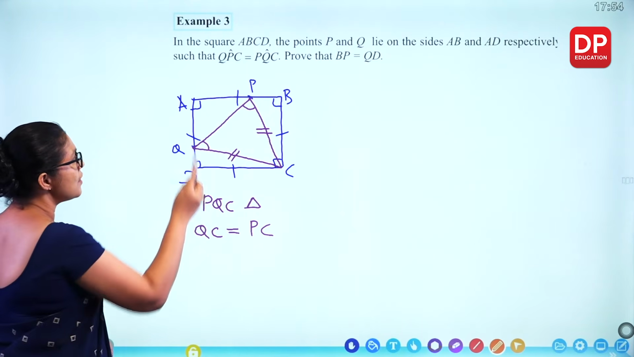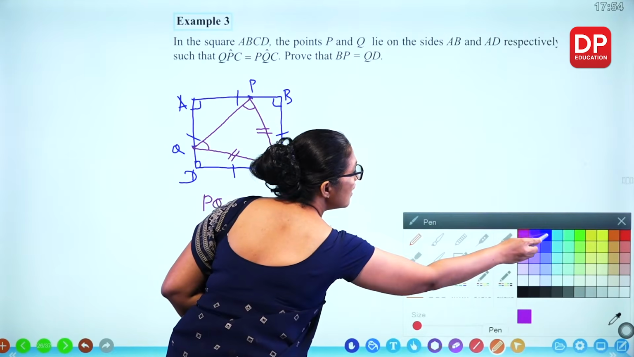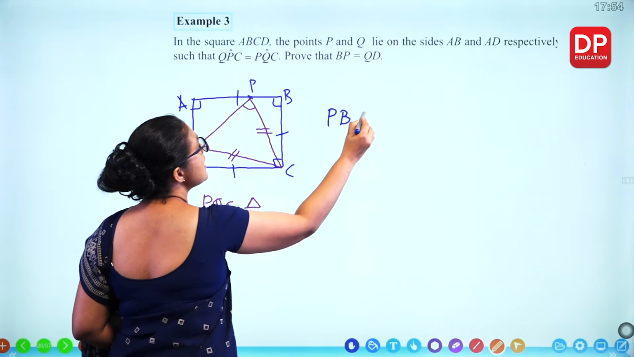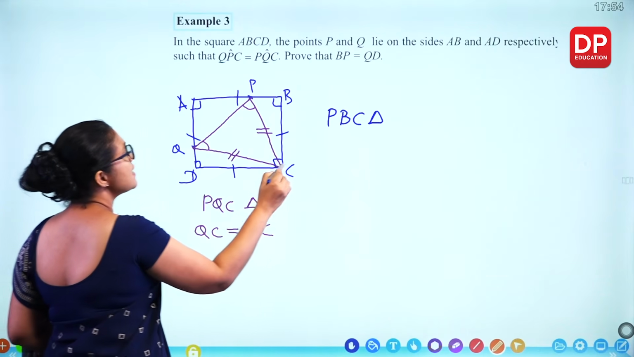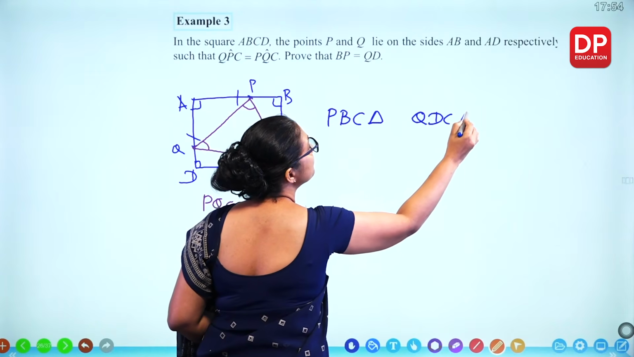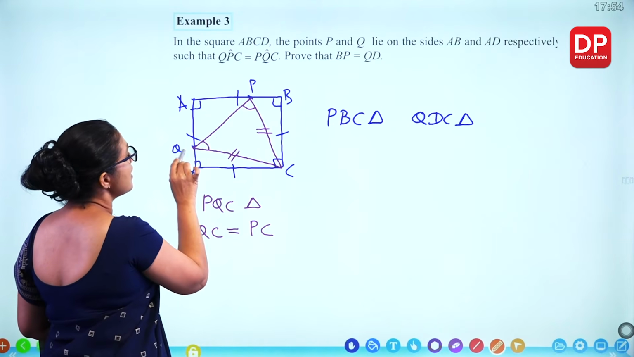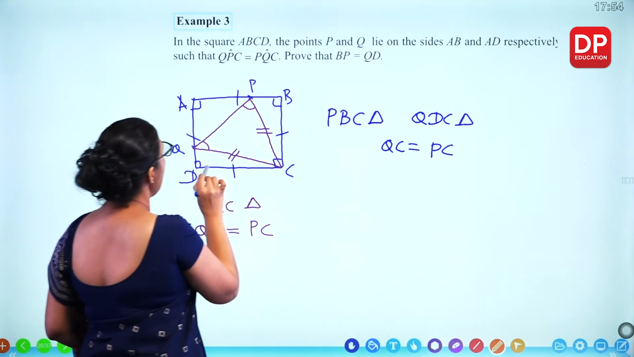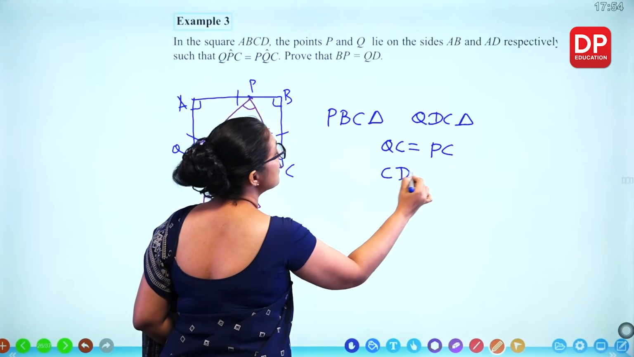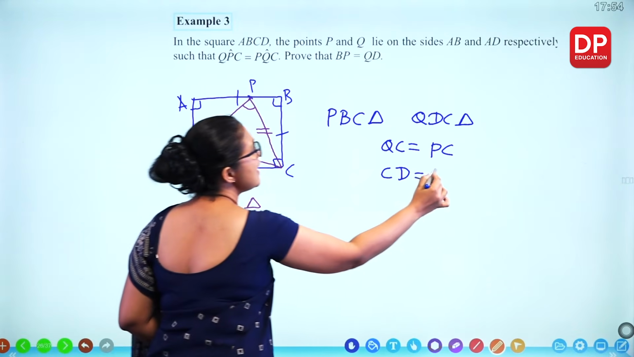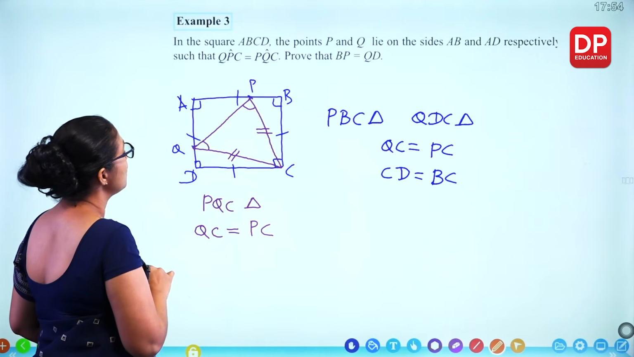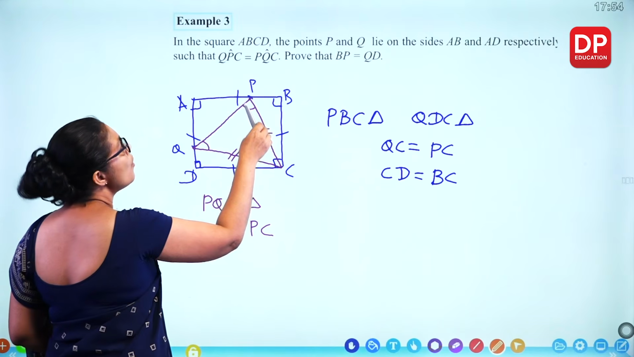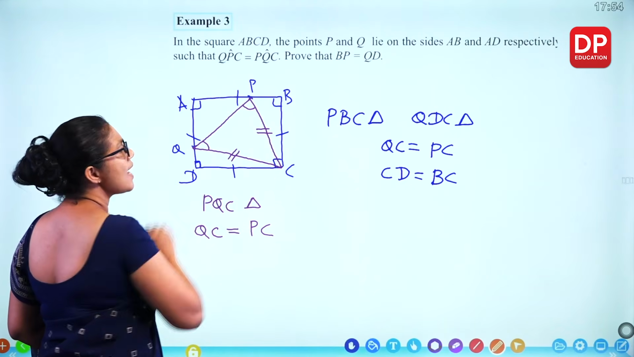Now if you take these two small triangles, BPC triangle and QDC triangle, what can you say? I can say QC is equal to PC and CD equals BC, and what else? These are right angle triangles. So we know the hypotenuse and one side are equal.